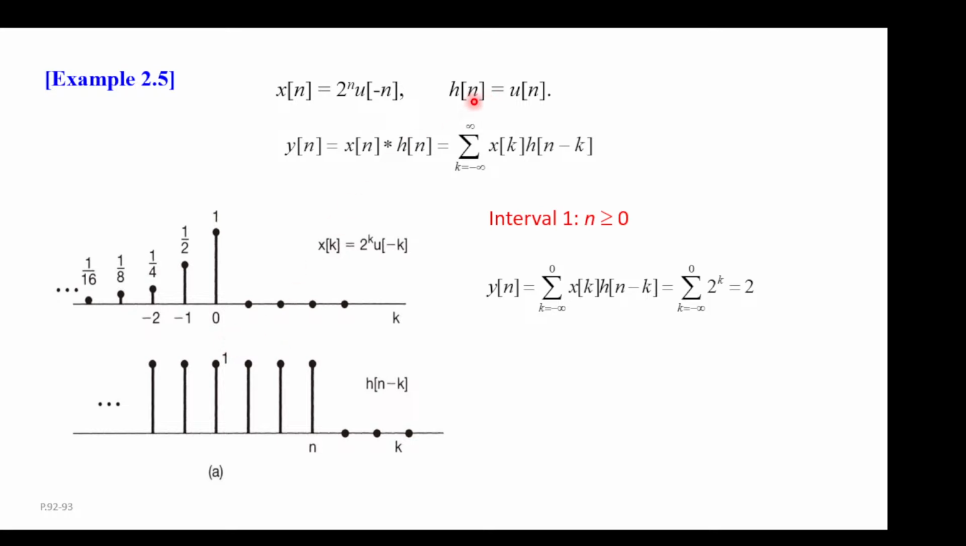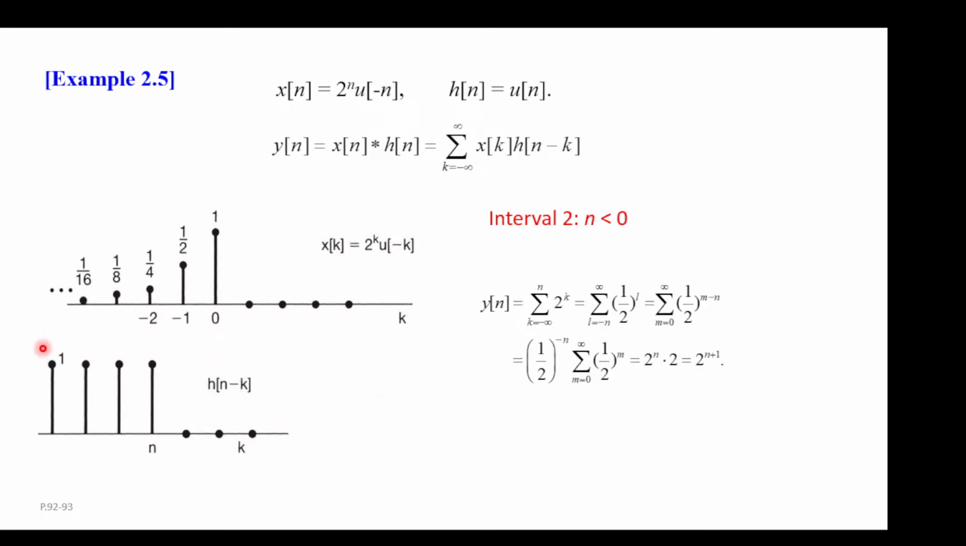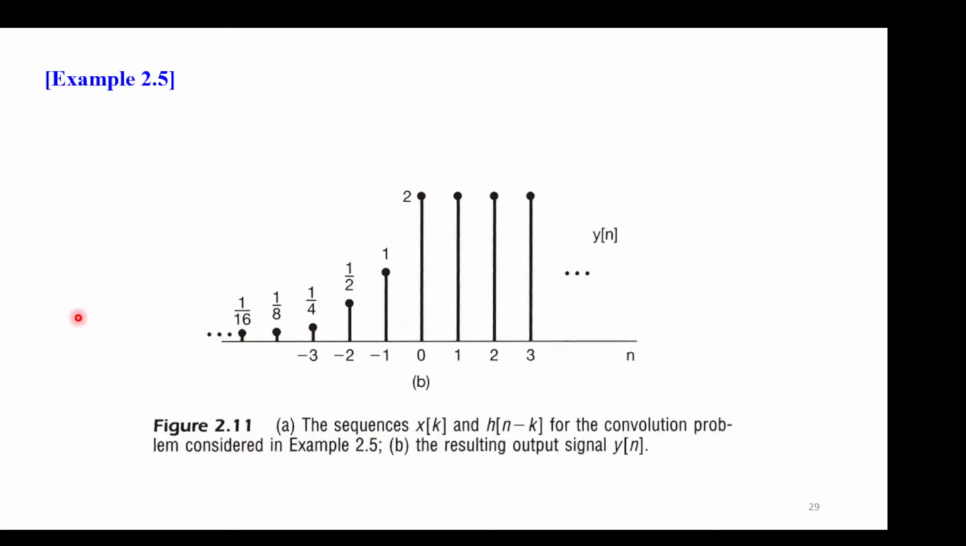And once again, h of n is this unit step function, and we just draw h of n minus k here. And so you see this from negative infinity, you always have overlap between x and h, but the overlap is exponential growing. But once your n is greater than 0, then the overlap is staying the same. So the total function looks like this.